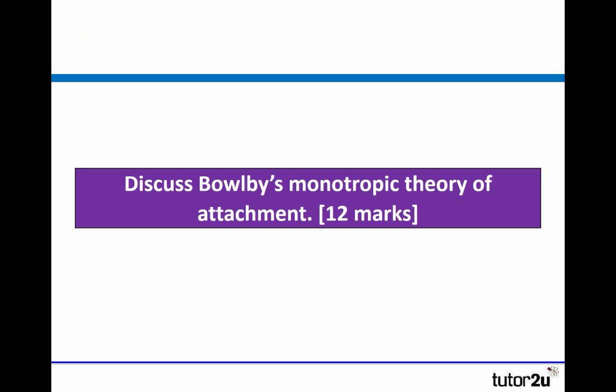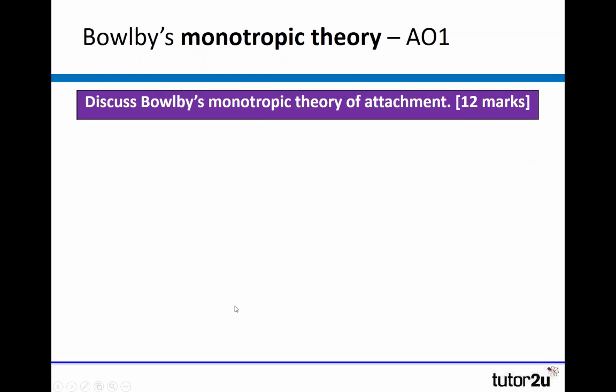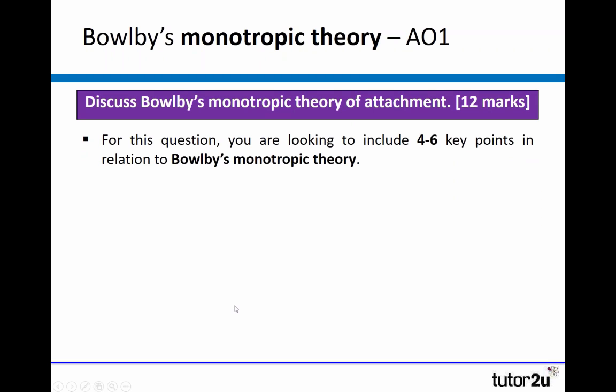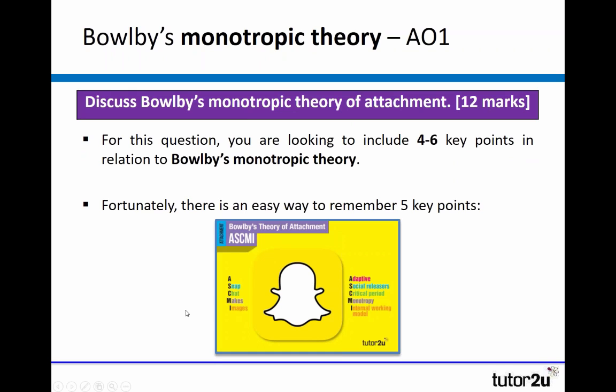I think this is the easier of the 2. The nice thing about this particular essay is that, like all essay questions, it's 6 marks for knowledge, and you need to include around 4 to 6 key points. And students where I work have, for years, come up with this mnemonic to help them remember 5 of the key points. So if you can just remember this little phrase, a Snapchat makes images, it will help you to remember the 5 key sort of ingredients you want to include in your outline of Bowlby's monotropic theory.